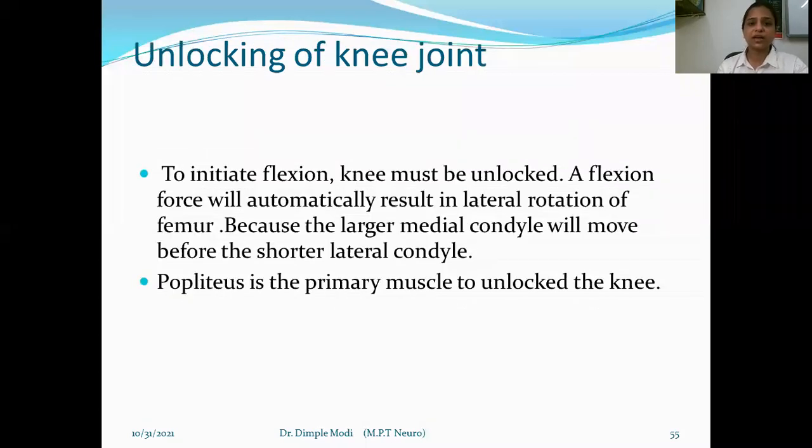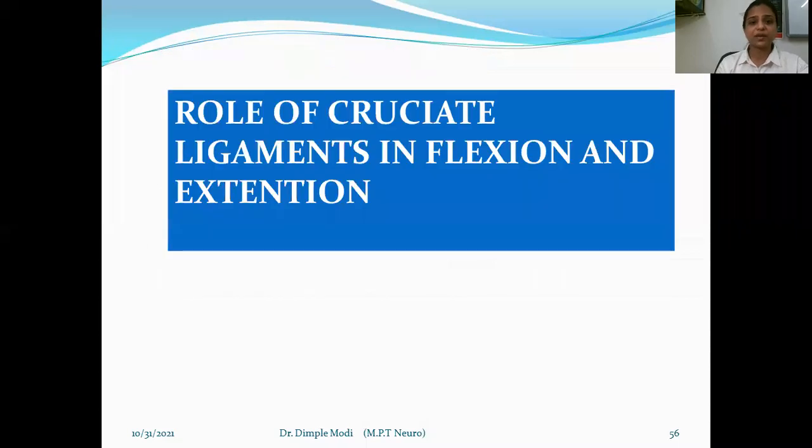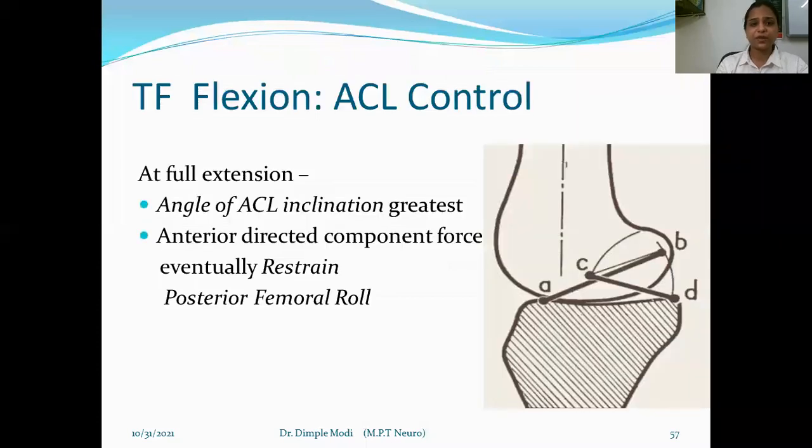In the unlocking of the knee joint, first the larger medial condyle will move, followed by the lateral condyle. The popliteus muscle is the main primary muscle to unlock the knee joint. I have explained what the roles of the cruciate ligaments are in flexion and extension. This we have discussed.